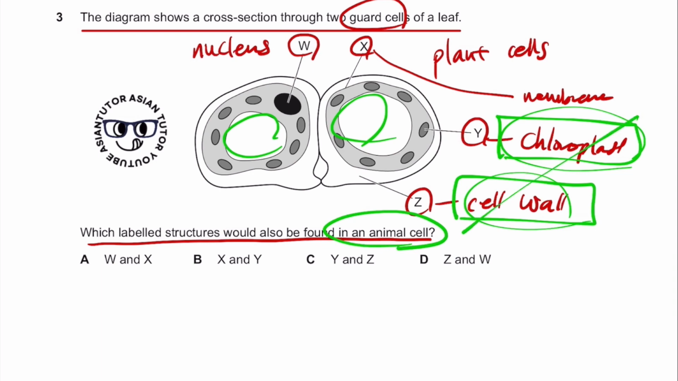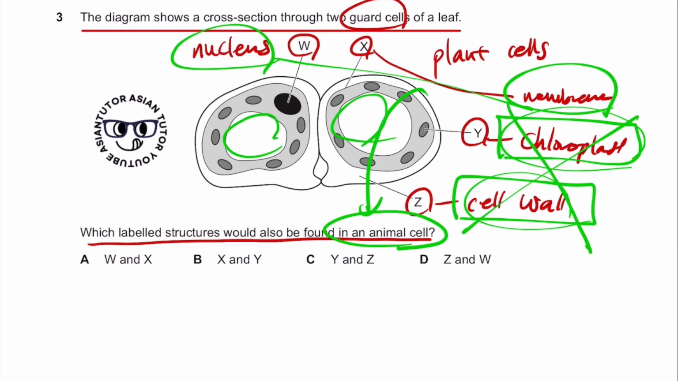So we're not going to talk about these two as an answer, right? So it's the nucleus and the membrane that are also found in an animal cell. So W and X. Hence the answer should be A for this one. A. Okay? Sweet.